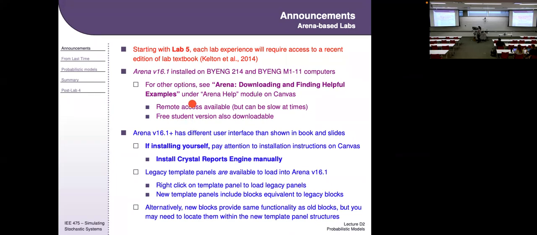The one thing, again, I mentioned this before, Arena 16.1 has a different user interface than 16.0 and previously, so it may look a little different. The other thing is if installing it yourself, you have to install the Crystal Reports engine manually. I think due to copyright issues, they couldn't automatically install it in this version like they could in previous versions. There are instructions for doing that on that Canvas page. If you follow those instructions, you should be able to install that manually.